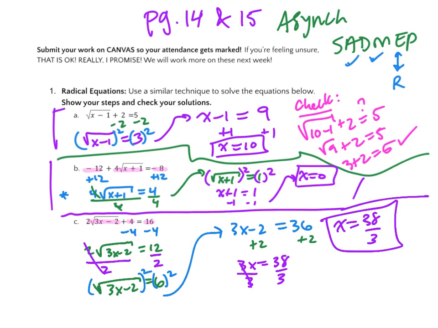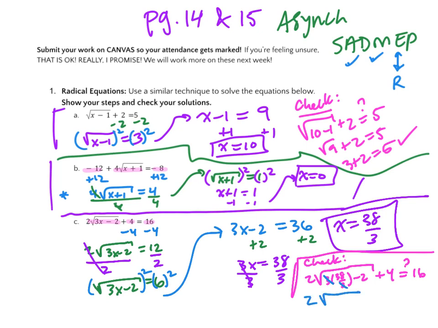So let me just show you what I mean. I don't have space to do it all. So 2 times the square root of 3 times 38 thirds minus 2, plus 4. Does that really equal 16? So when you go to do this, 3 divided by 3 is 1. So then this turns into 2 times the square root of 38 minus 2, which is 36, plus 4.